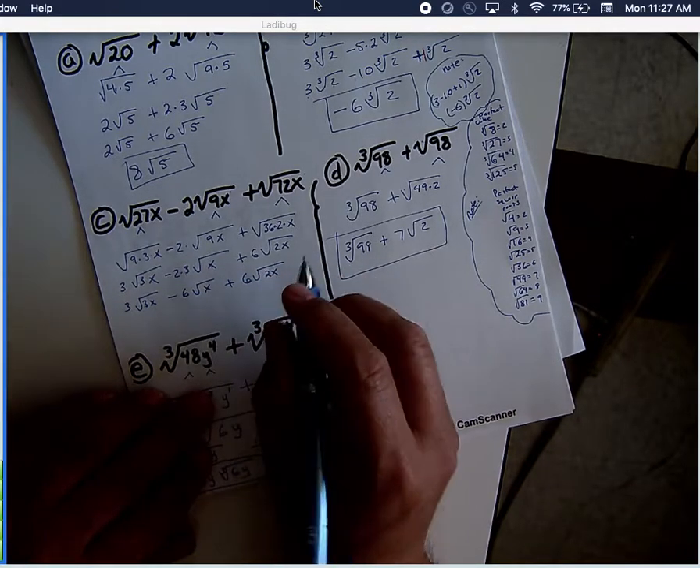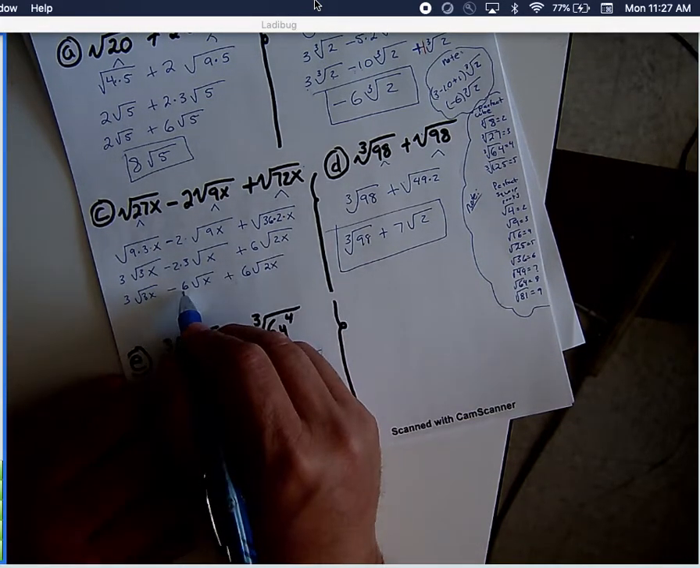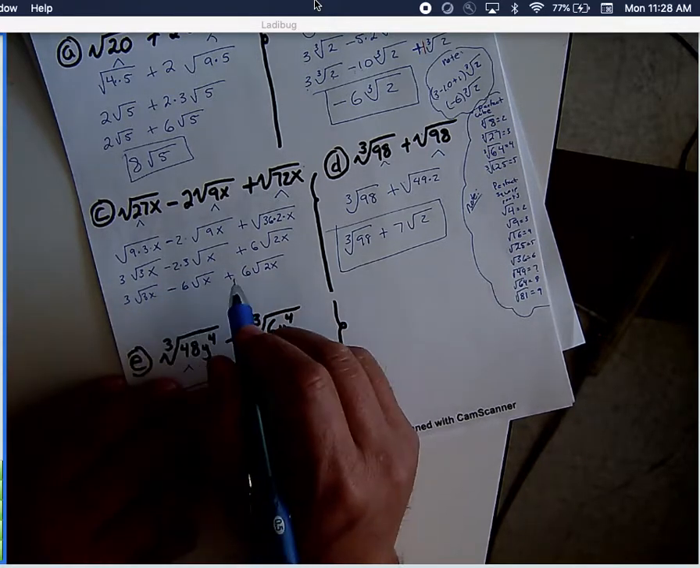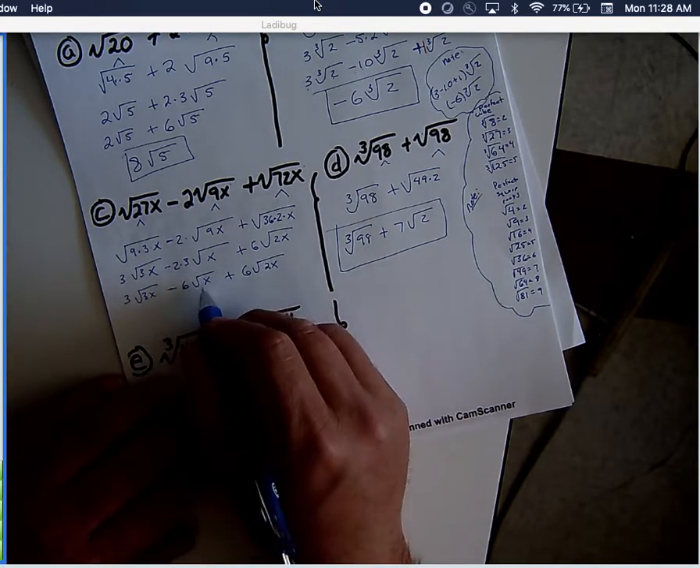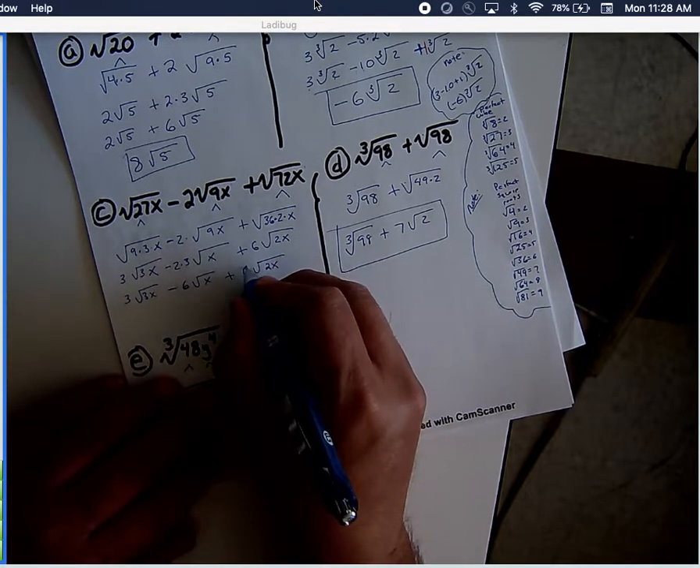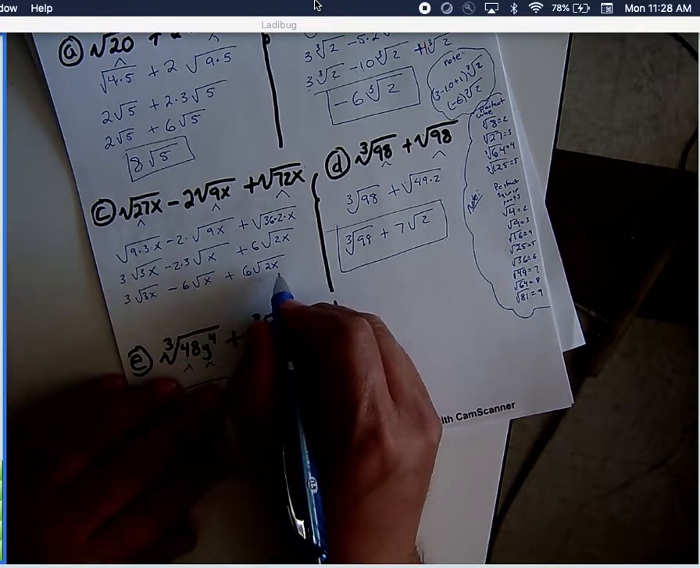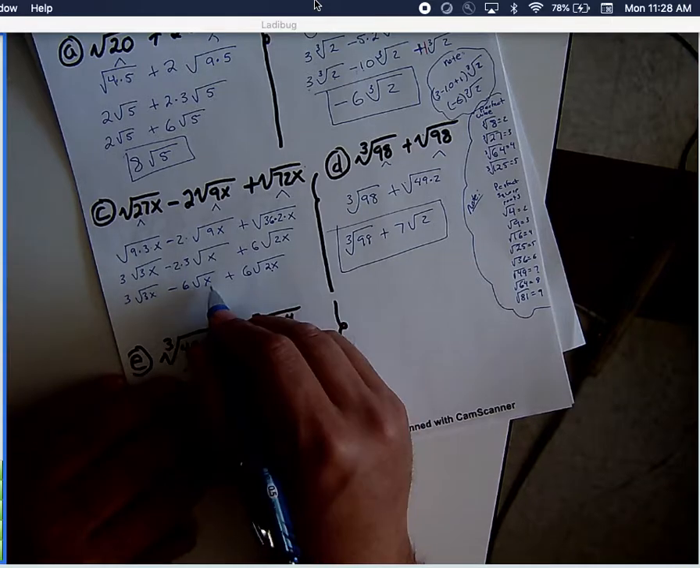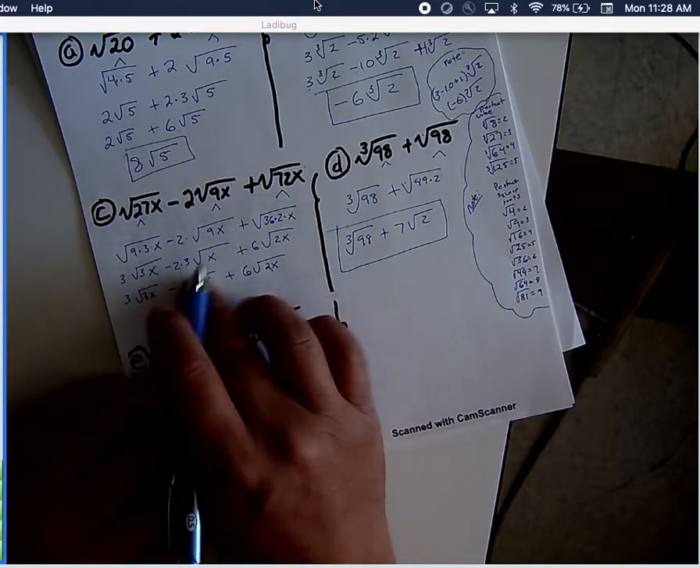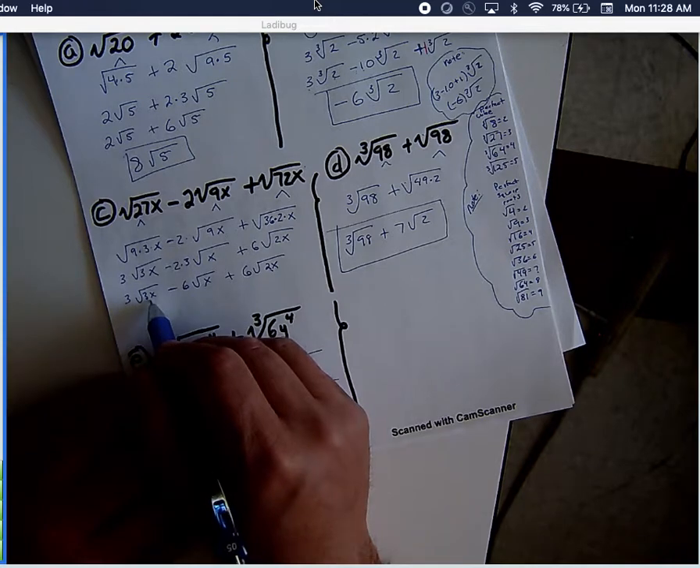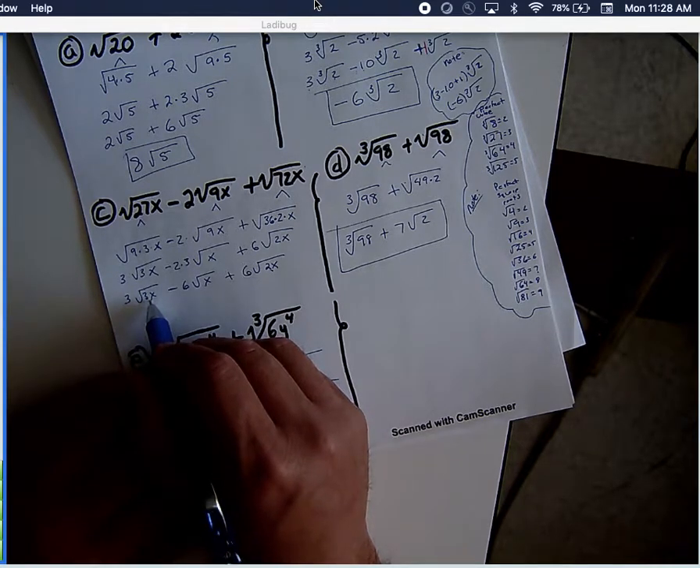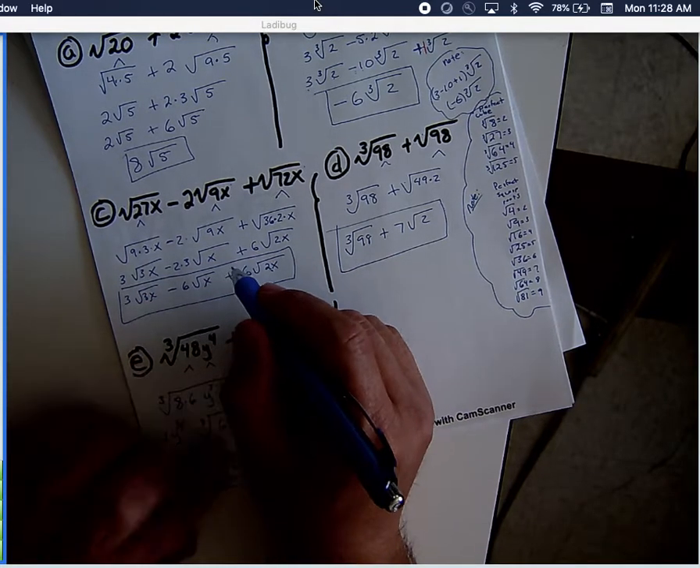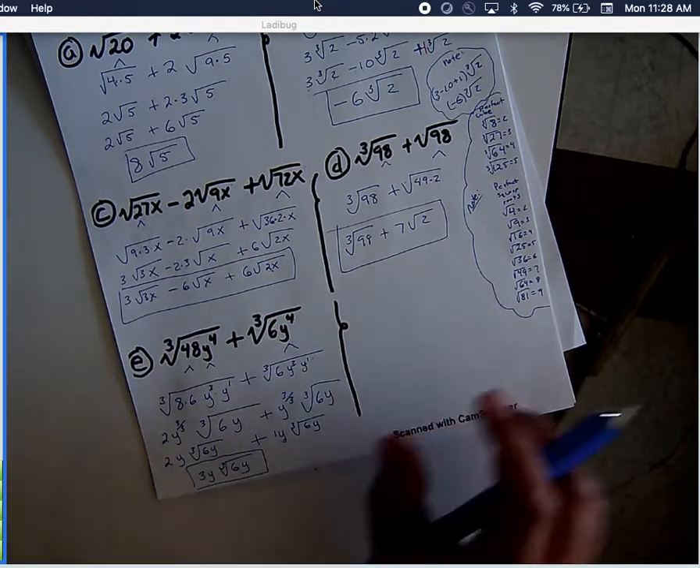So on this example, they were trying to trick you because they have the same coefficient. But in order to combine them, the coefficient doesn't really matter. What matters is this radical. They have to have the same radicand. They don't. They have the same index, yes, but they don't have the same radicand. So we can't combine these two. So the answer for this one would just be this. Now let's move on.